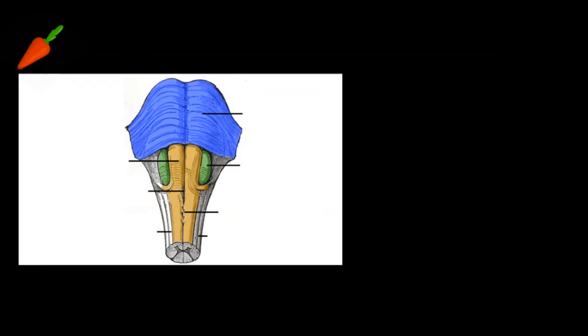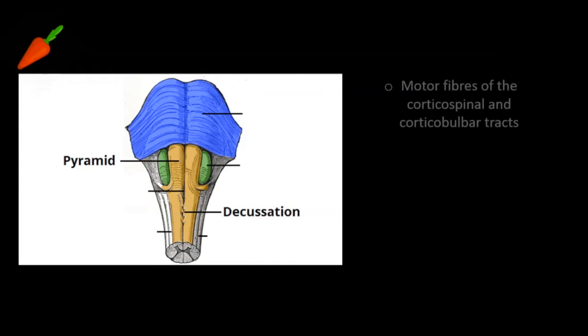Let's focus now on the anatomy of the ventral surface. The ventral surface consists firstly of the pyramids, which descend into a decussation marking the border between the spinal cord and the medulla. This structure contains motor fibres of the corticospinal and corticobulbar tracts. Damage to this area of the medulla can lead to weakness in all four limbs, and difficulty swallowing and speaking.